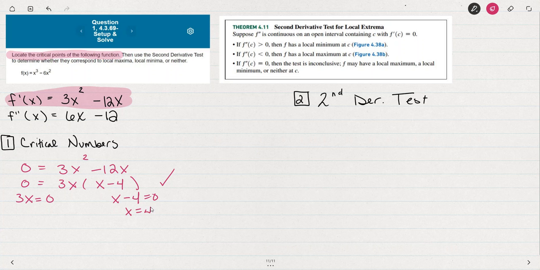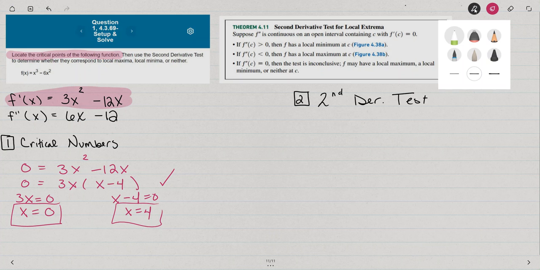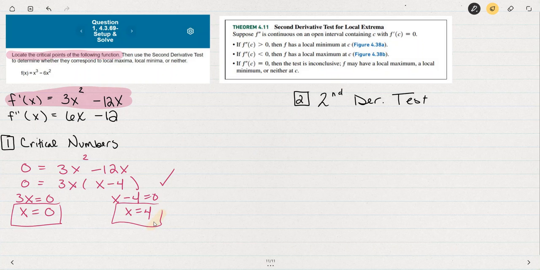to get that x could equal 4 or x could equal 0. And those are our two critical numbers. I've used the first derivative to calculate the critical numbers. Part 1 is done. I found the critical numbers.